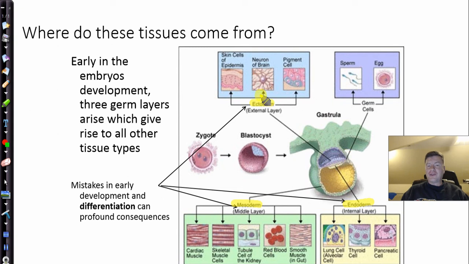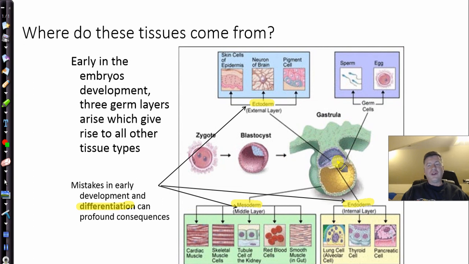early tissue layers. Notice that the ectoderm, those particular cell types, will eventually form parts of the epidermis, neurons of the brain, pigment cells. The mesoderm will eventually give rise to cardiac muscle, skeletal muscle, etc. So early after we have a zygote formed, and early after cell division occurs in early mitosis, we get this process called differentiation. That is, cells get locked into pathways.